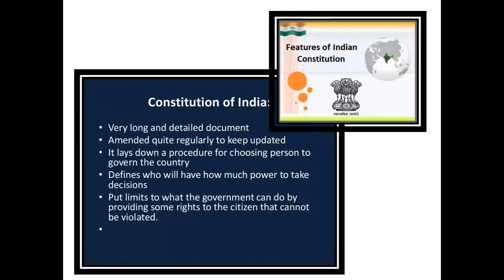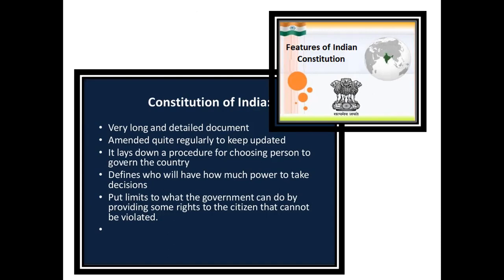So what is a special feature of our constitution? First of all, it is a very long and very detailed document and has been amended many times. As I told you, even before the drafting of the constitution it was amended, and still today so many amendments are going on, and in the future also there will be. So our constitution is flexible. It can be amended, but at the same time it is rigid because some matters cannot be changed, like fundamental rights, which we discussed.